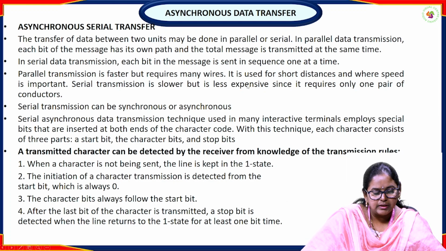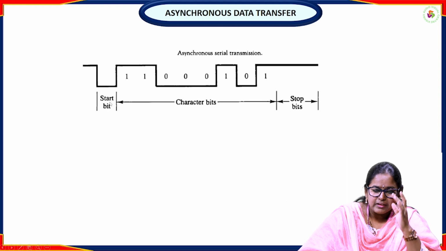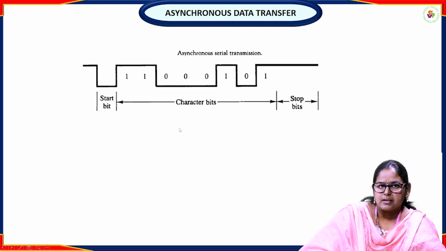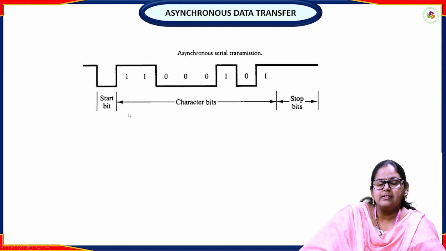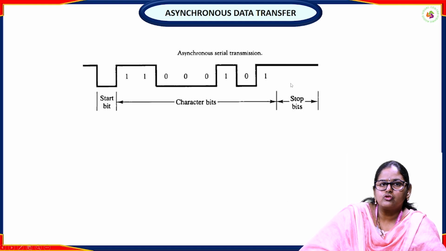Let us see the diagram there. This diagram represents asynchronous serial transfer. You can see the start bit, which is represented by 0, and in this example we have taken 8 character bits, that is, each character is represented by 8 bits. Then we have stop bits. Stop bits are usually represented by 1. We can take either only 1 stop bit or 2 stop bits depending upon our organization.